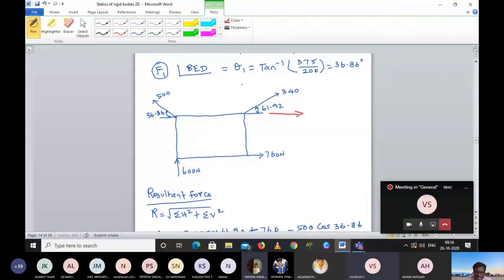Vignesh, I am asking you. Me, sir? Yes. How to take it? 340 cos theta 1. 340 cos how much theta? That is 61.92. Yeah, very good. Vertical? And 340 sine 61.92. Okay, 340 sine 61.92. This is 340.